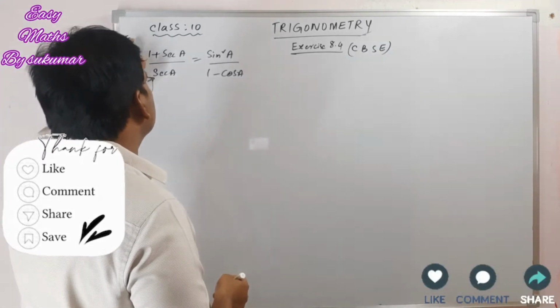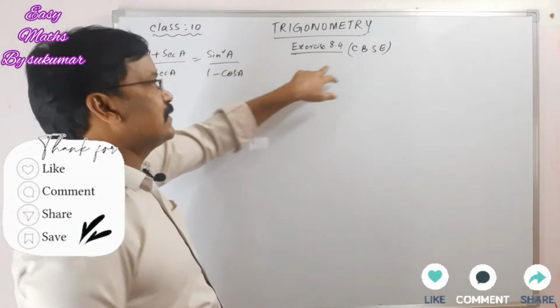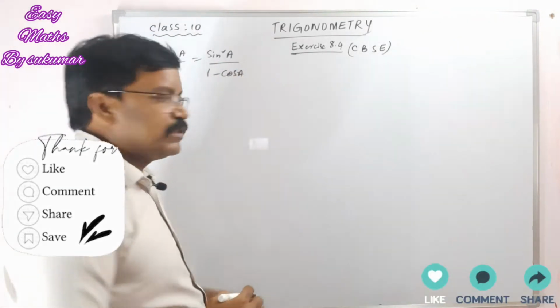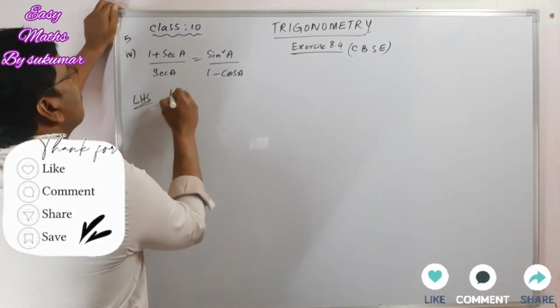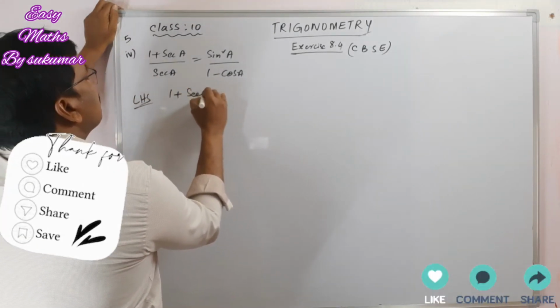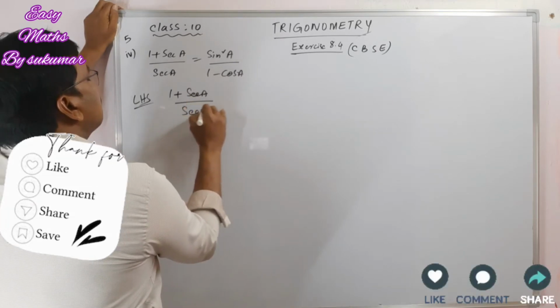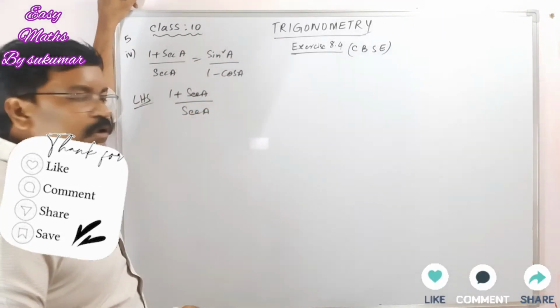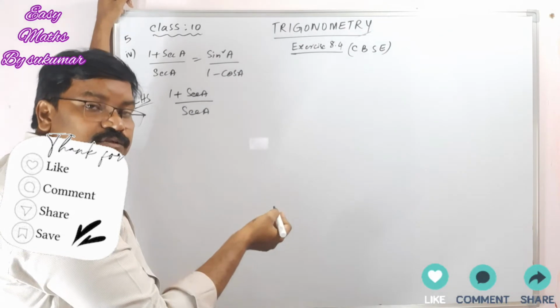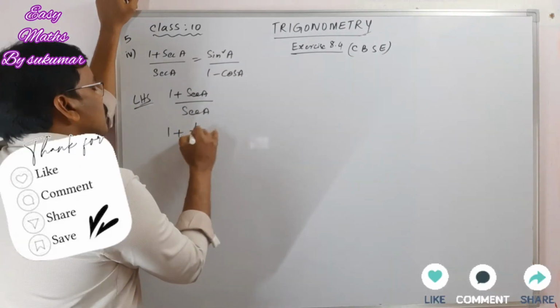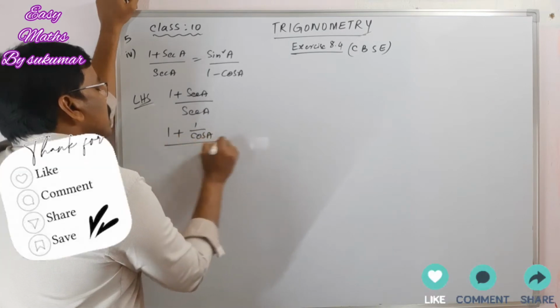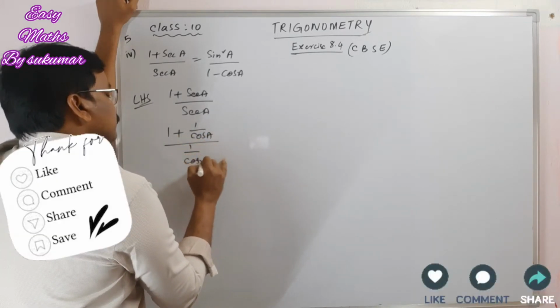Fourth bit in fifth question in exercise 8.4 for CBSE students. Look here. Here take LHS first. What is LHS? 1 plus secant A by secant A. Okay. See what is secant A, my dear students? 1 by cos A. Let us substitute here 1 plus 1 by cos A by 1 by cos A.